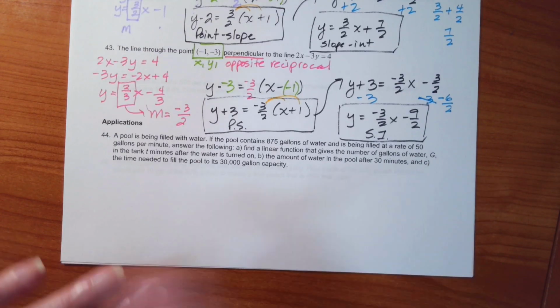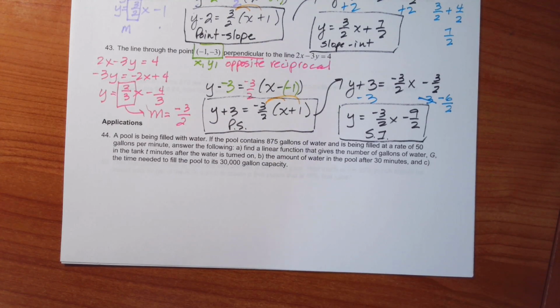Okay, a pool is being filled with water. If the pool contains 875 gallons of water and is being filled at a rate of 50 gallons per minute, answer the following questions. Find a linear function that gives the number of gallons in the tank t minutes after the water is turned on.